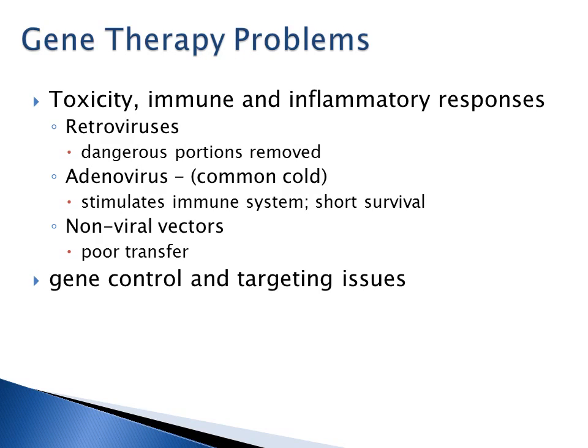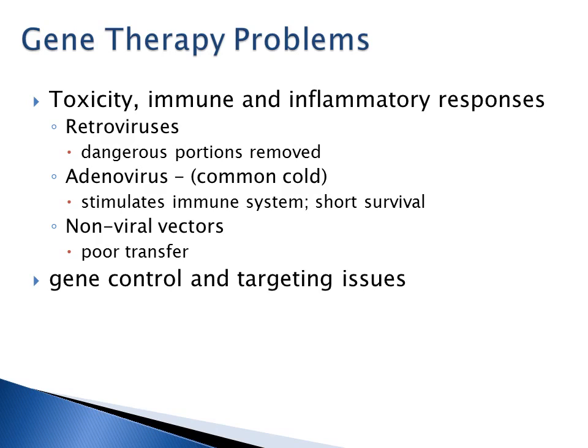There are problems with gene therapy though, problems with toxicity as well as immune and inflammatory responses. Commonly, viral vectors are used, such as retroviruses. When you're using a retrovirus, you need to make sure any dangerous portions of that virus that might cause a viral disease are removed. You only want to use the portions of the virus that are going to be able to infect cells and deliver the genes that you need it to deliver.